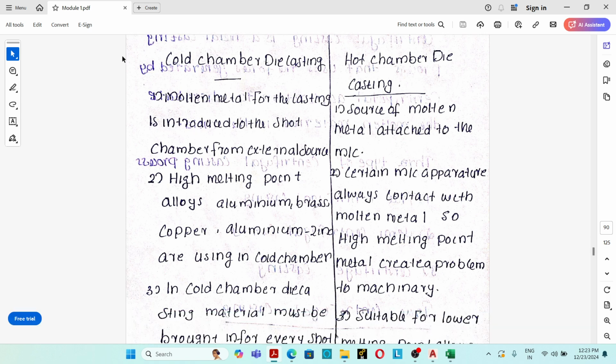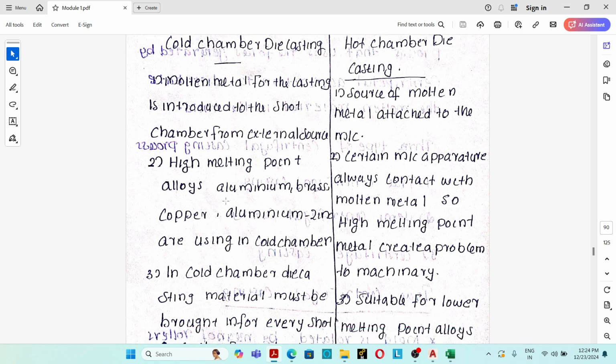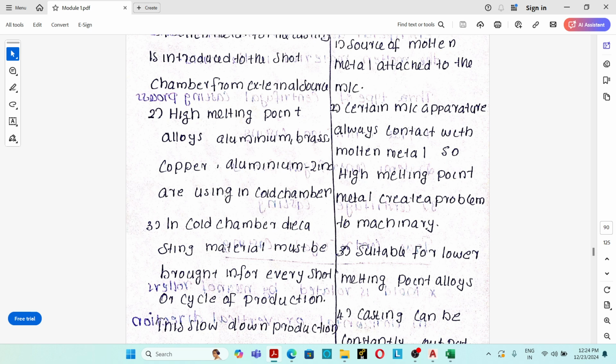Second, the cold chamber die casting process is used for high melting point alloys. Aluminium, brass, copper and zinc are used in the cold chamber die casting process. The hot chamber die casting process is commonly used for low melting point alloys, because in the hot chamber process the pumping elements are completely immersed inside the molten material. If the temperature is very high, it will cause problems to the machinery. So lower melting point alloys are commonly used in the hot chamber die casting process.